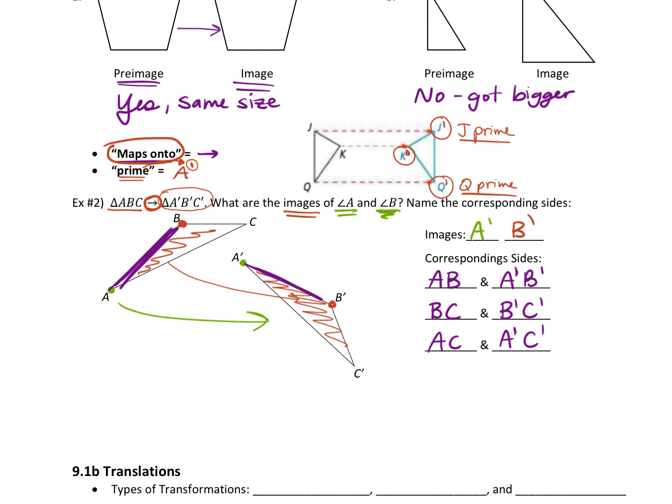We've done that before, right? It's just they didn't have the prime with them before. I think this is actually easier than what we've done before because they're the same letters. So you're just matching up the pieces.